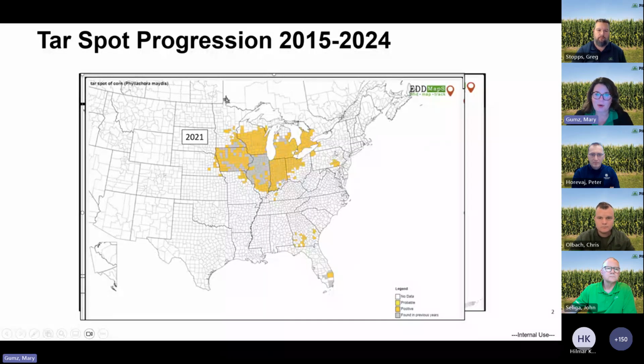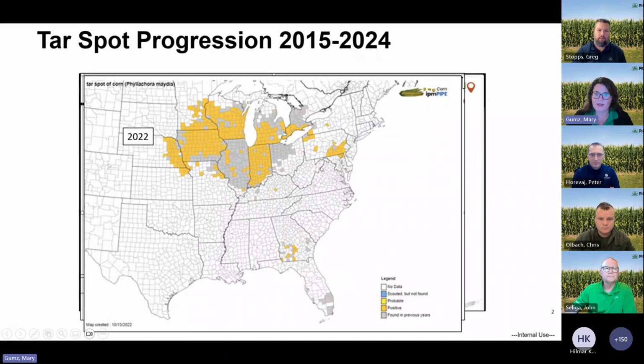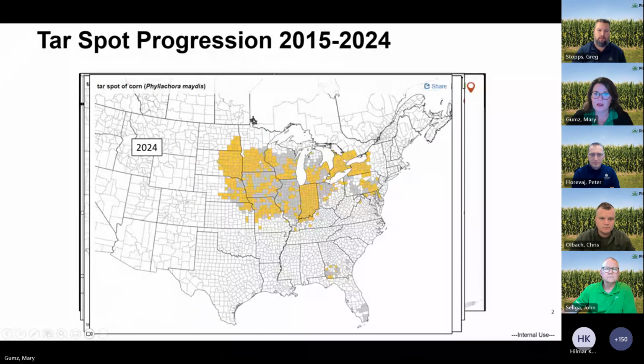2021, it continues to spread, and this is another notable outbreak. 2022, and then this is the final map that is on IPM pipe for 2024. And so you can see it's spread pretty extensively in Ontario. And I know from talking to Chris and Greg that it's all the way over in Quebec as well, but it's not showing up yet on this map. So you can see that we're really expanding the footprint of tar spot.